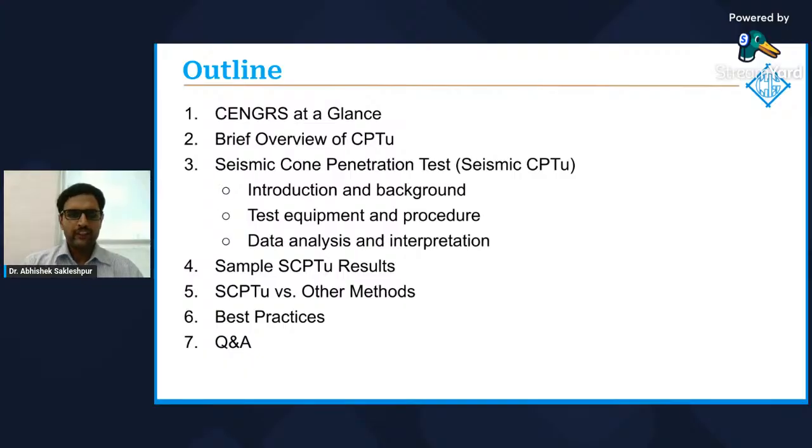So the outline of my presentation is as follows. First, a brief glance at Sengers, then an overview of the CPTu, then the seismic cone penetration test or the seismic CPTu, a brief introduction and background, the test equipment and procedure, and then how we analyze and interpret the data. Then we look at some sample SCPTu results, and we'll compare the SCPTu with other methods for seismic testing. Finally, concluding with best practices and Q&A.